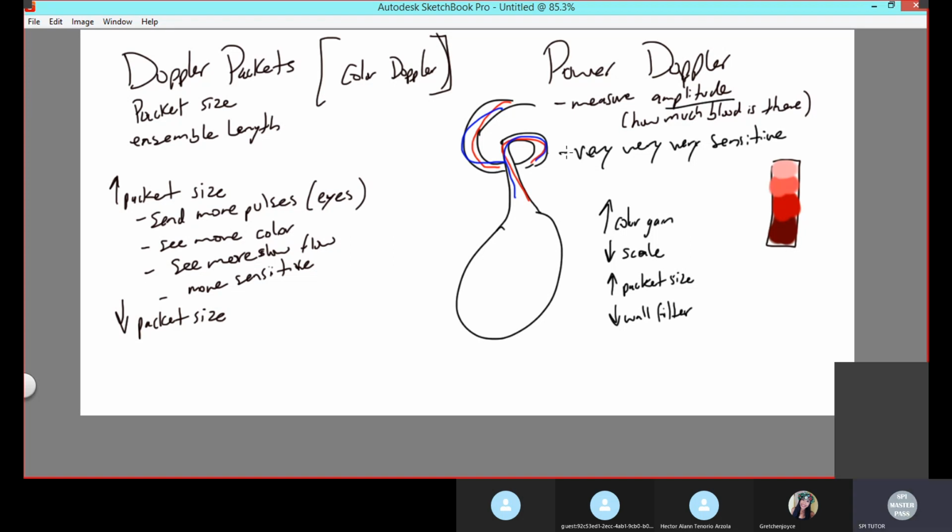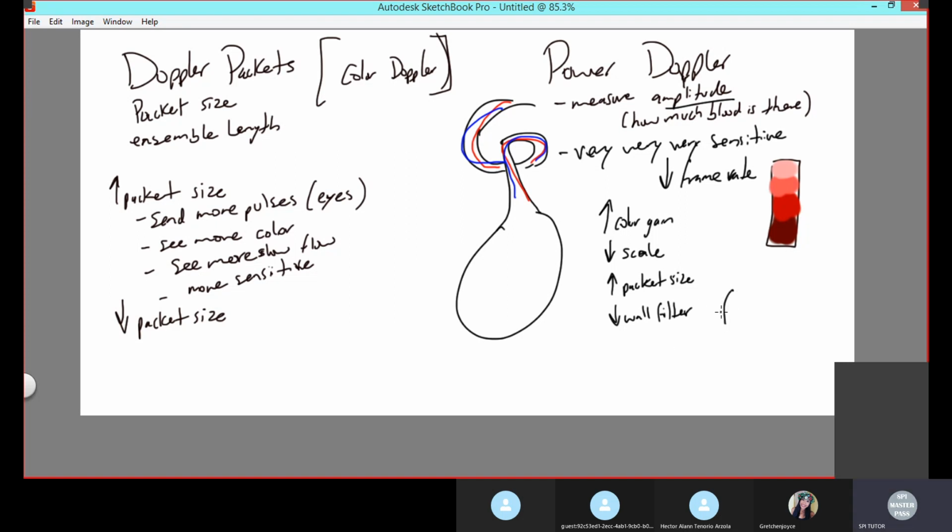The drawback to power Doppler, besides not giving you any velocities, because it has nothing to do with the Doppler shift, so nothing to do with aliasing, none of that stuff, is that because it's so sensitive, it is definitely going to worsen your frame rate much more than the other guy. Remember, we increased our packet size and it worsened the frame rate. This guy says, I am even more sensitive. So you can only imagine how many pulses it's sending out. So it really lowers your frame rate.